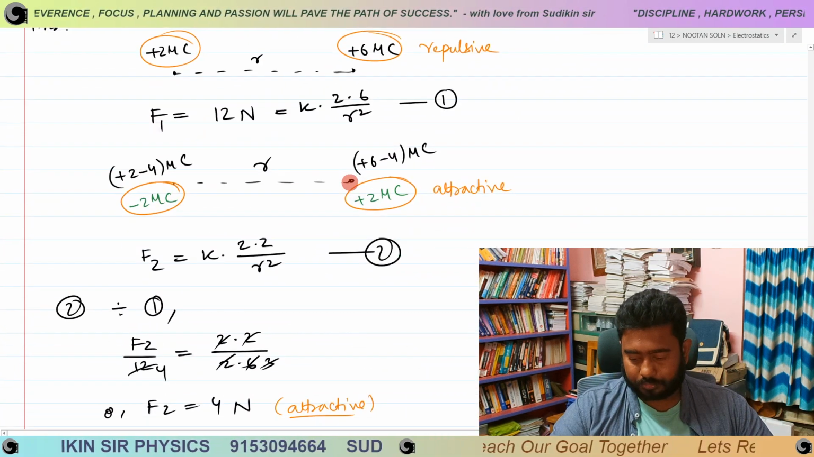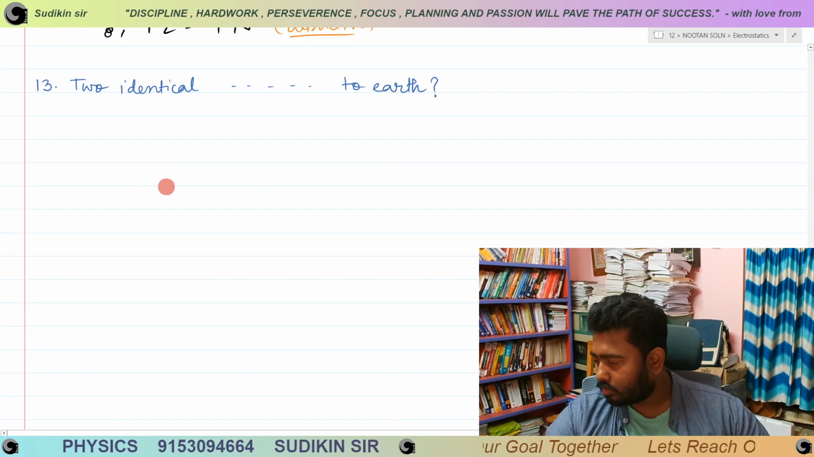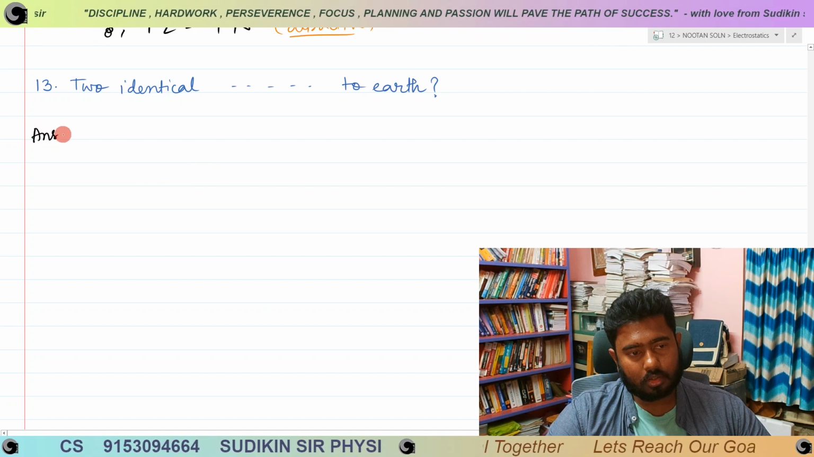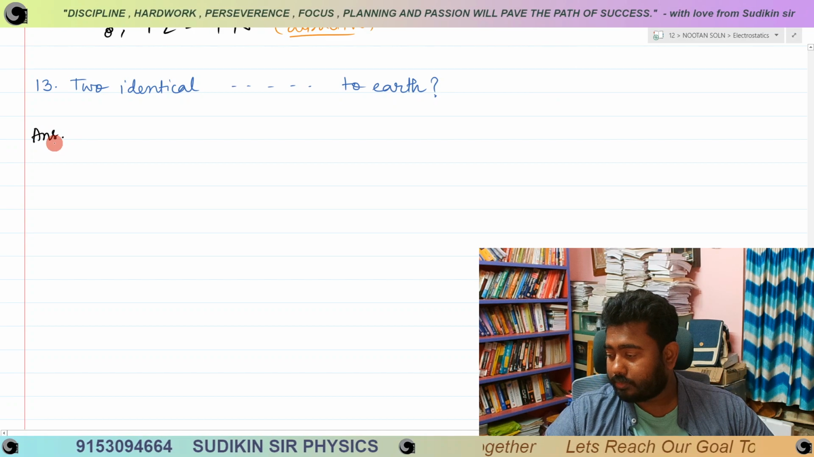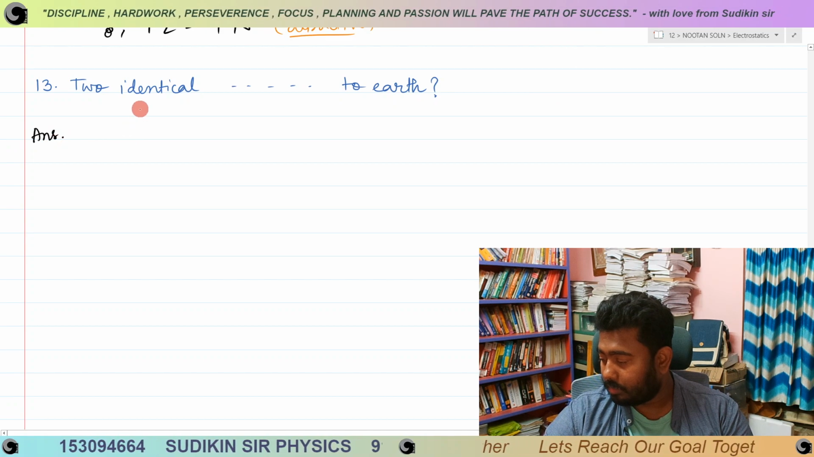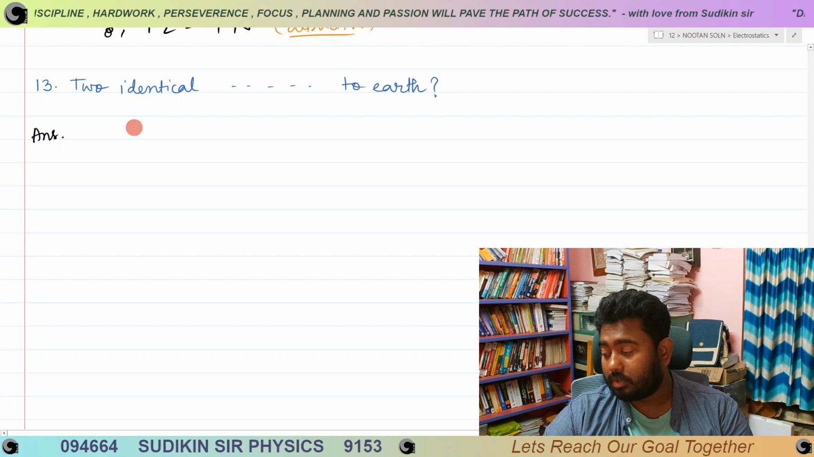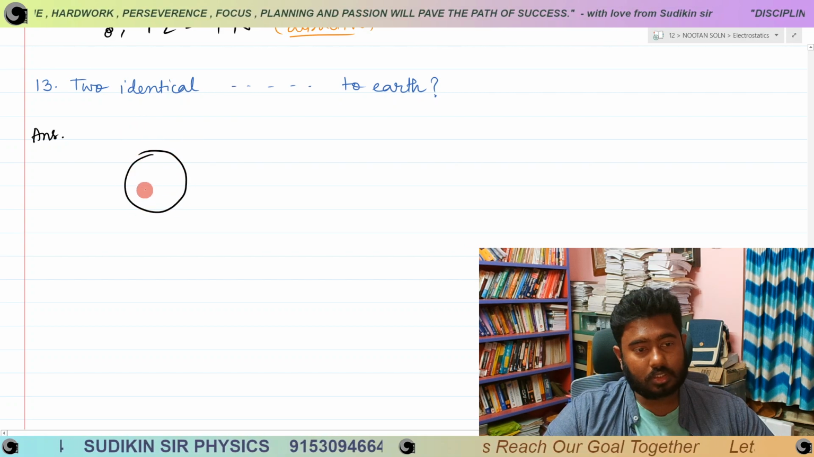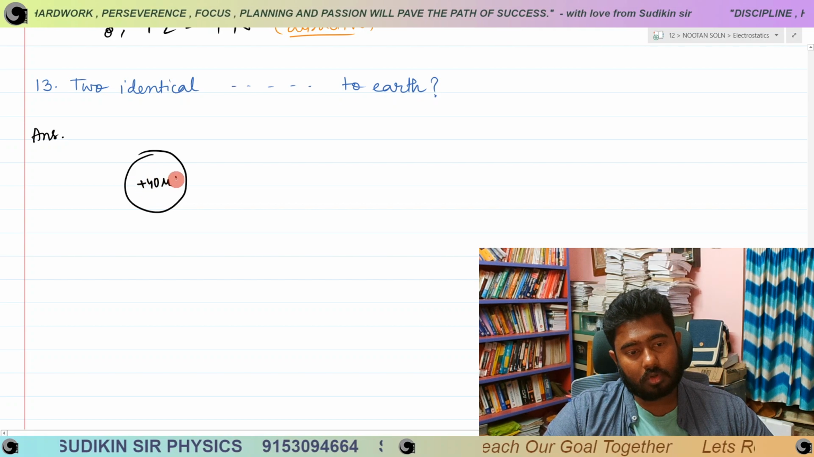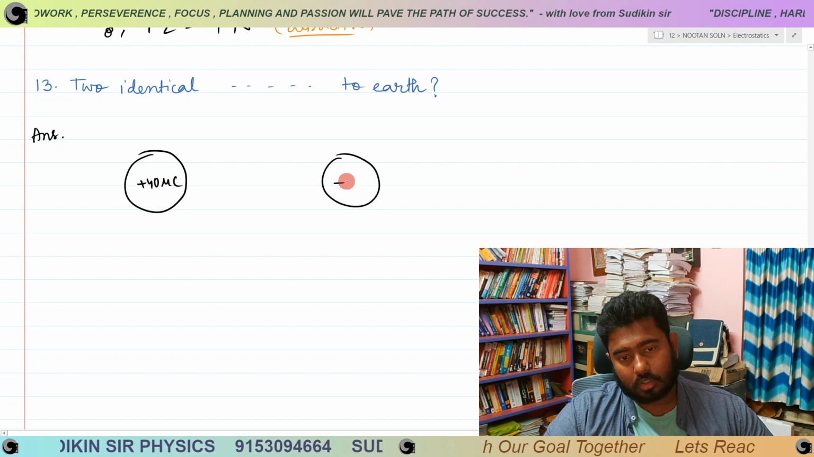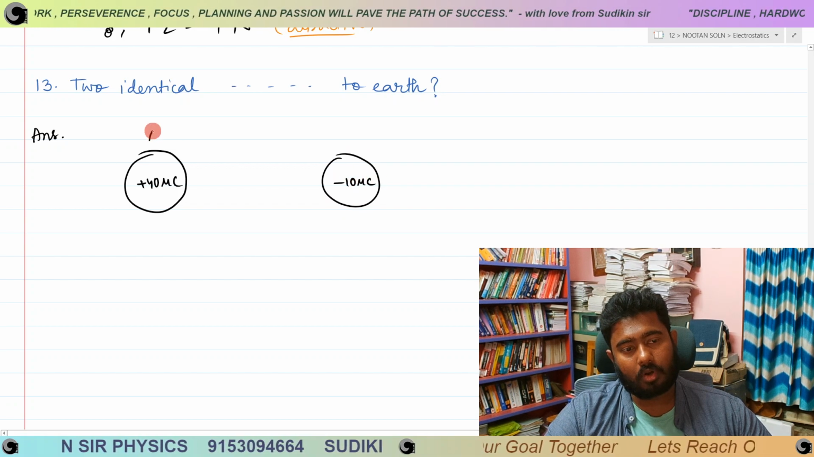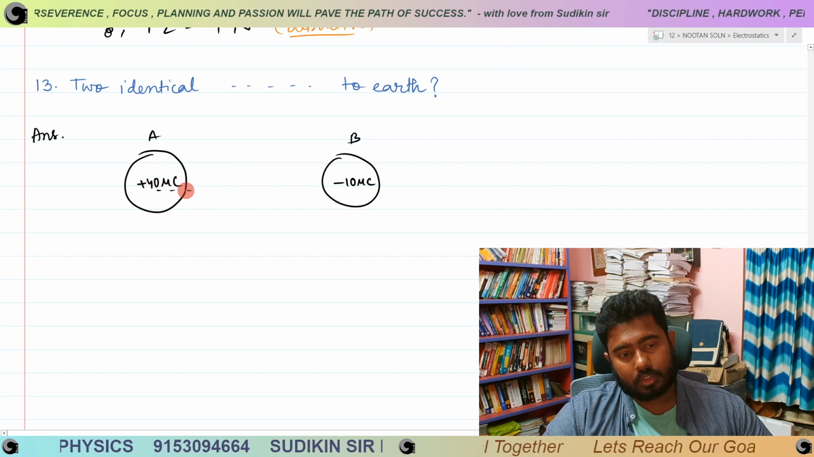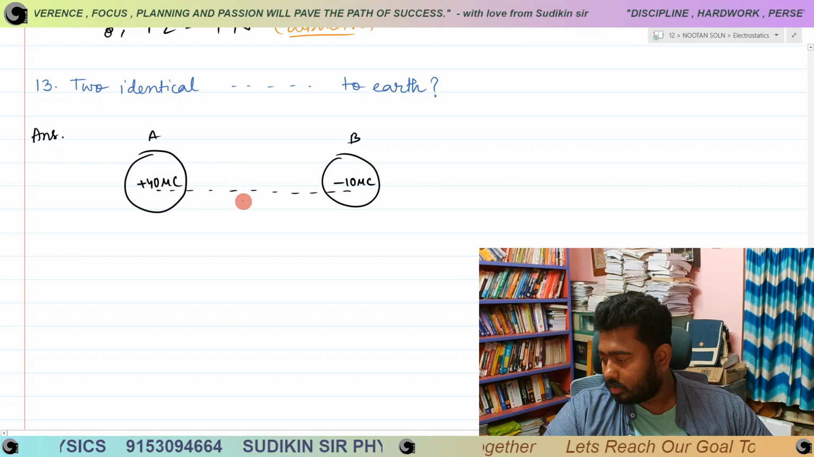Okay, chalo, next question. Two identical metallic balls A and B having charges plus 40 and minus 10 microcoulomb respectively, the distance between them is 2 meter. So one ball is plus 40 microcoulomb, another ball is minus 10 microcoulomb. Let this be ball A, this be ball B, and the distance between them is 2 meter.